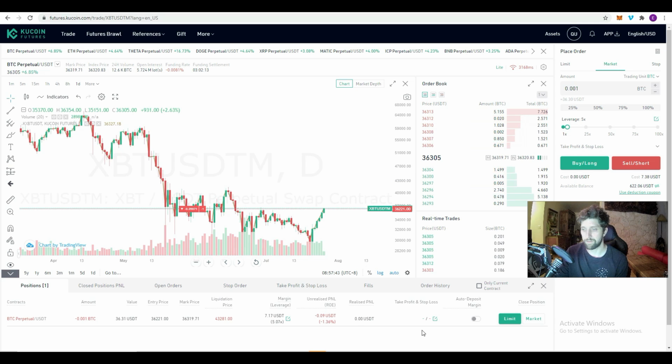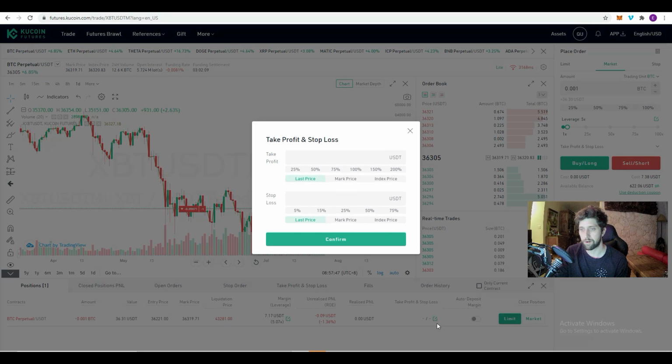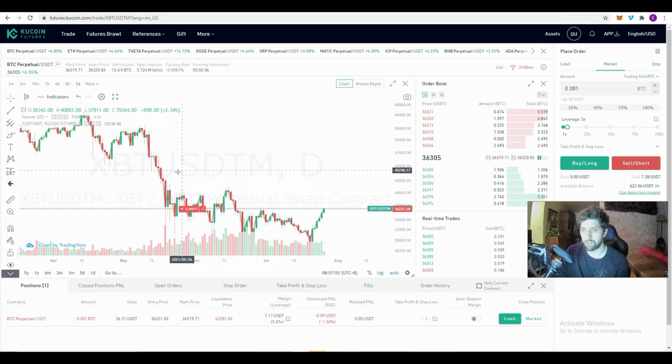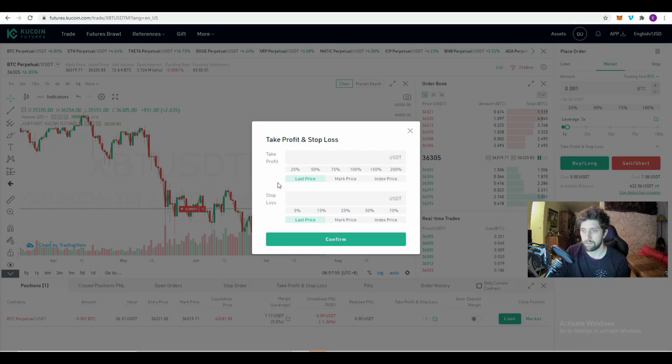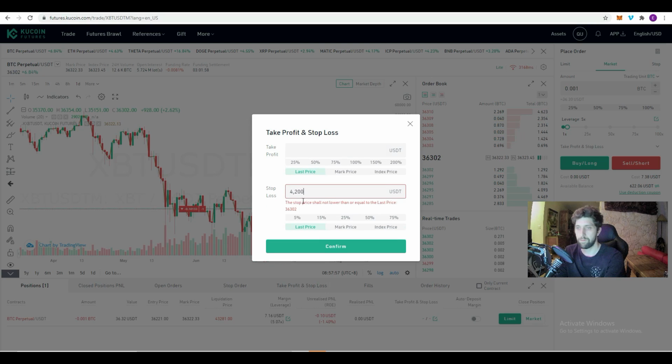So if price does go all the way up to here, you would lose your entry price. And the main part of this, and an important part for risk management, is if you want to add a stop loss or a take profit, you can go ahead and do that. Now I'm going to go back and from up here, let's put it at, let's say 42,000. So we're going to add our stop loss at 42,000.